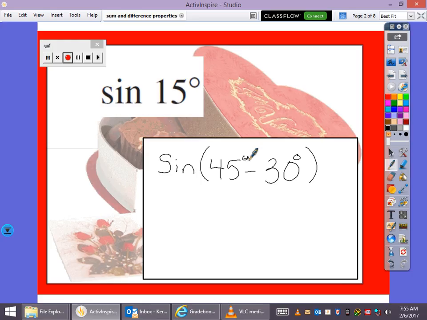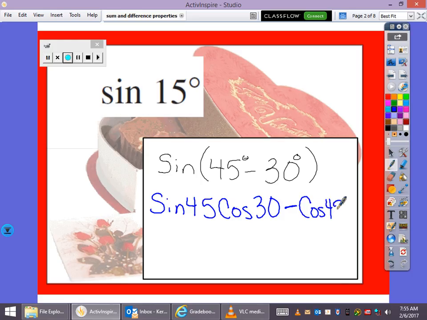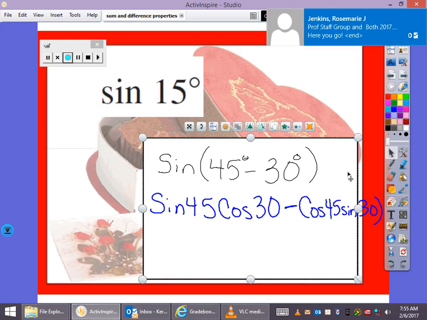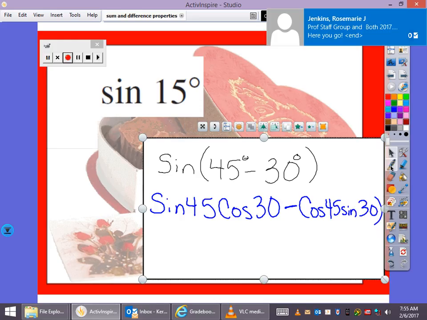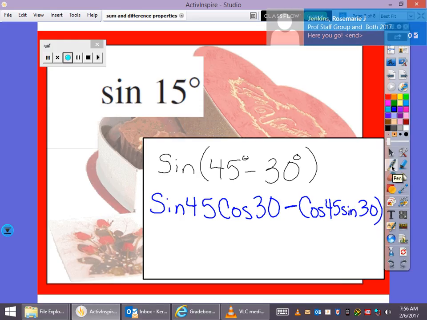And now I'm going to look at the formula. And the formula says to do sine of A, so sine 45, then cosine of B, so cosine of 30, minus cosine of 45 sine of 30. Sorry, I had to squeeze it there. Okay, are we good? Let me give you a second to get caught up. And again, there's more than one correct answer. Like I said before, you could have done 60 and 45.